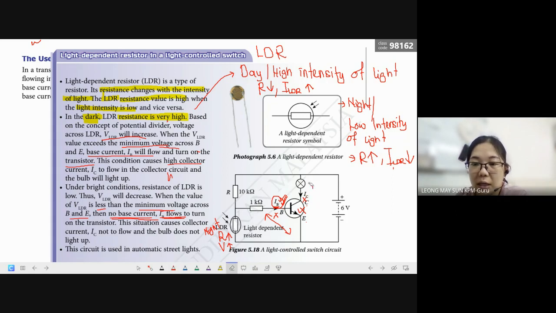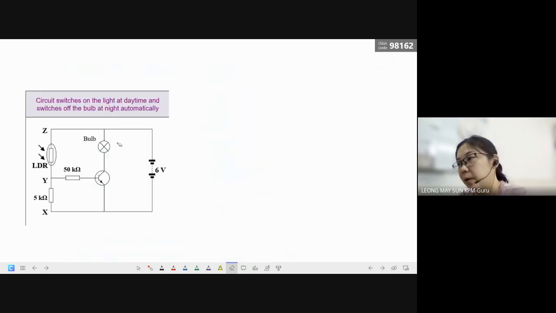All right, so this is actually how they are used in automatic street lights. Even at our house, the sensor is how they switch on and switch off the light bulbs at night. Okay, so I'm going to use my version to explain, because this one was from the previous syllabus, and I think it's important that you guys understand as well.